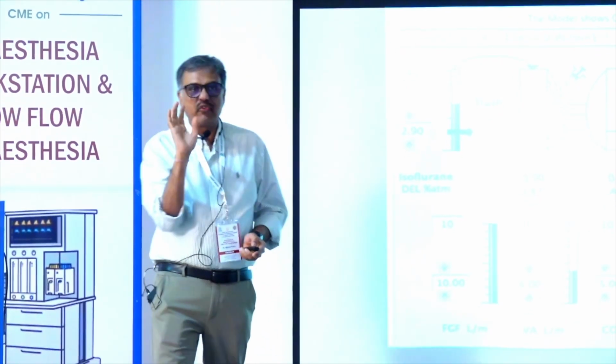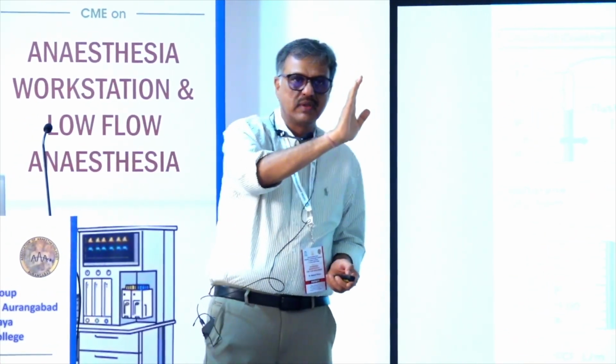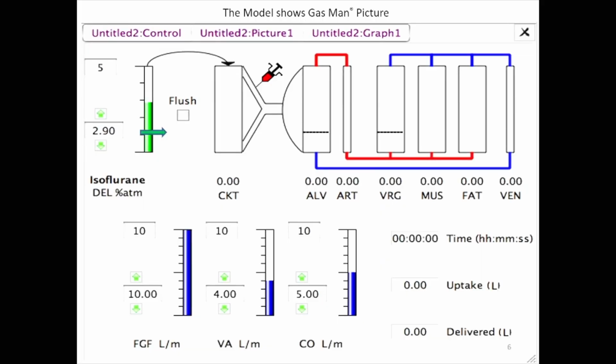Which factor affects the traveling of agent from the machine to the circle? Which is the common factor? If you increase the flow or decrease the flow. So flow is the factor. That's the reason FGF has been kept between the dial and circle. This is FGF. What factor decides the building up of the concentration in the alveoli? Alveolar ventilation or minute ventilation. Fine. If it is high, you will get faster induction with the inhalation agent. So it's been kept between circle and lung.